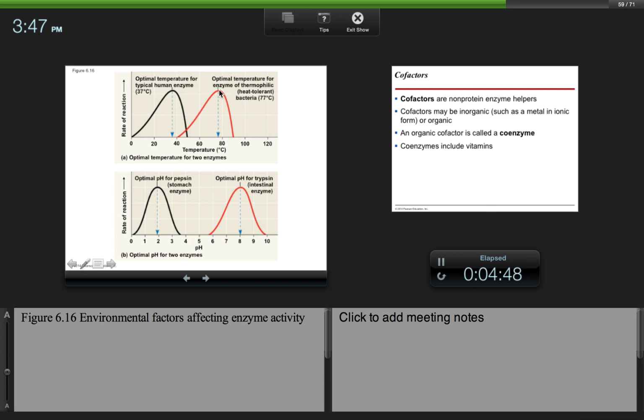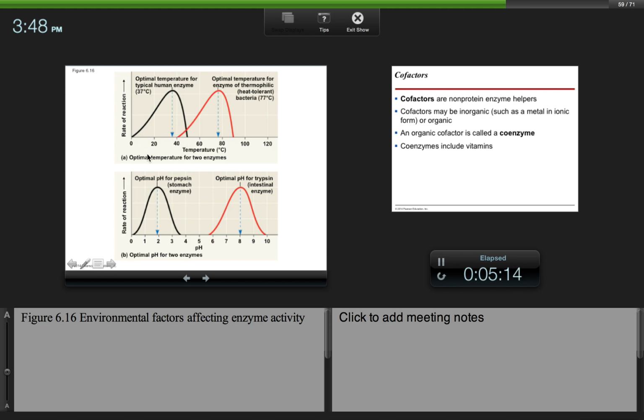Then if we look at this second enzyme, this is an enzyme found in a thermophilic bacteria, which has an optimal temperature of 77 degrees Celsius. So you can see that the two enzymes have very different optimal temperatures. Okay, so as we go outside the range of the optimal temperature, the rate of the reaction starts to rapidly decrease and then goes to 0.